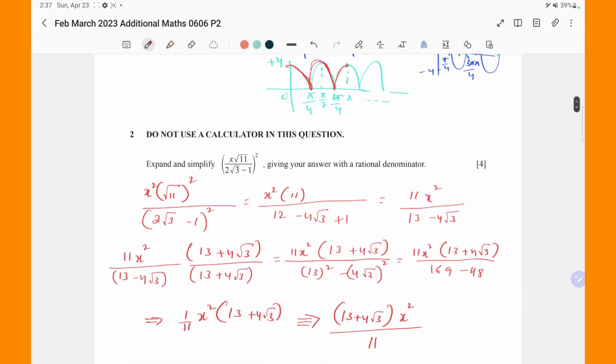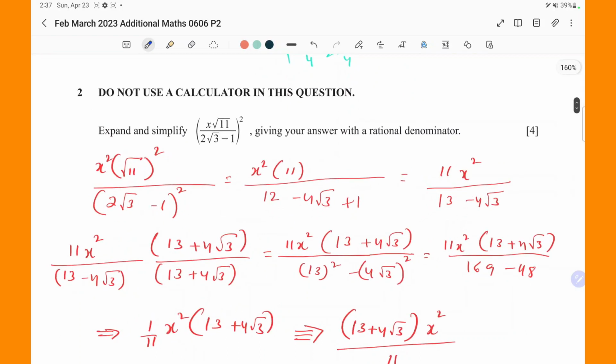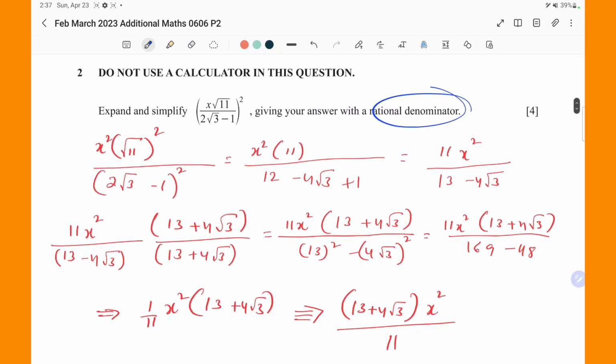Now come to the next question. The next question says, do not use a calculator in this question, and simplify. Give your answer with a rational denominator. Okay, so this is 11 squared root of 2 root 3 minus 1 whole square. The square root of 11 squared is 11. Now 2 root 3 minus 1 whole square will be 12 minus 4 root 3 plus 1, 12 plus 1, 13 minus 4 root 3.